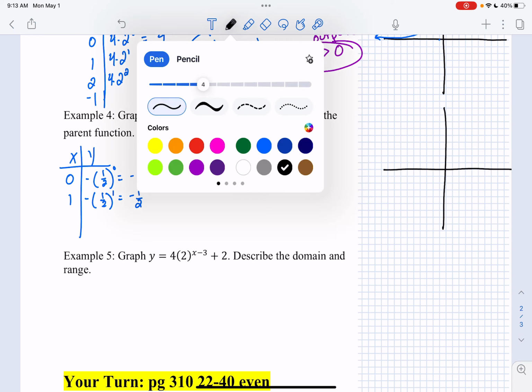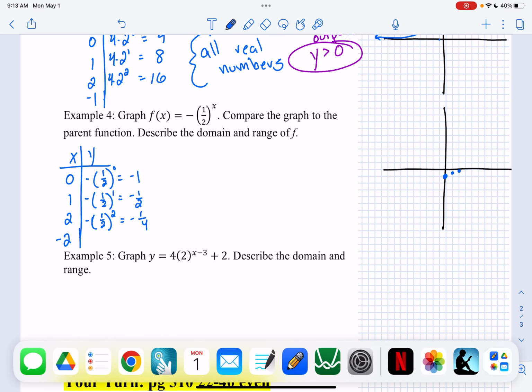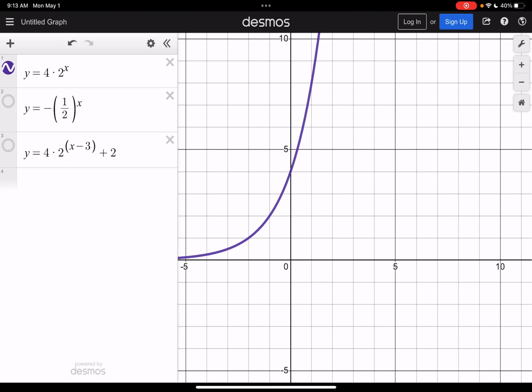So I get the point 0, -1, 1, -1/2. Okay. What about 2? -1/2 to the second. 1/2 to the second is 1/4, so -1/4. That gives me -1/4. It's getting super, super close. It's going to keep getting super and super close to there. All right, let's try a negative. Like, what if I try -2? So we can go to my calculator, try -2.